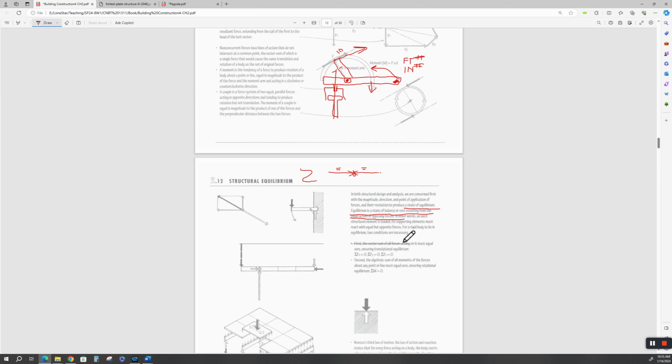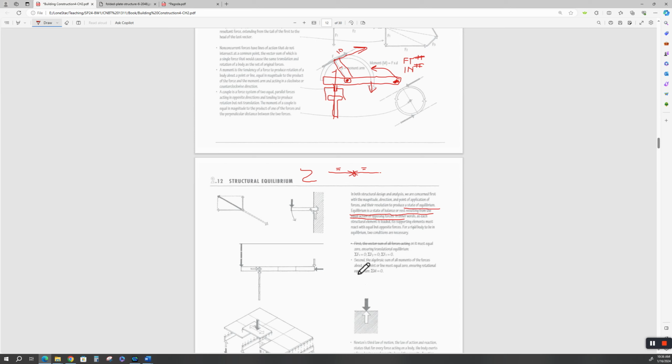All right. For a rigid body to be in equilibrium, two conditions are necessary. First, the vector sum of all forces acting on it must equal 0, ensuring translation equilibrium. Now that all sounds really geeky speak, doesn't it? In other words, the forces have to balance or it's going to move. Now we don't want our structures to move, do we? No, we don't want them to move. So we want them to be in equilibrium.